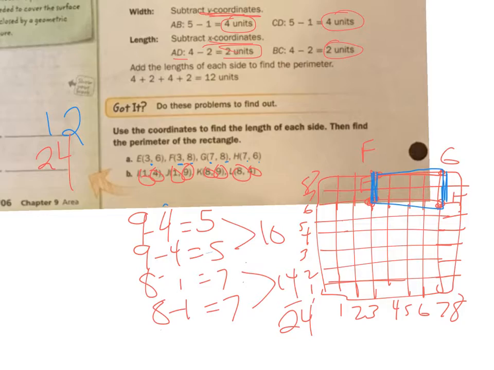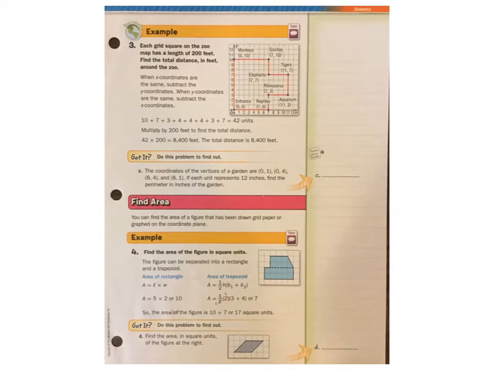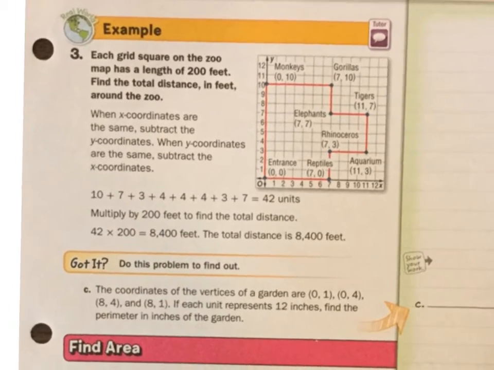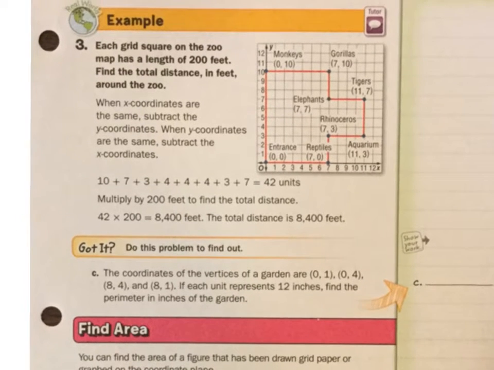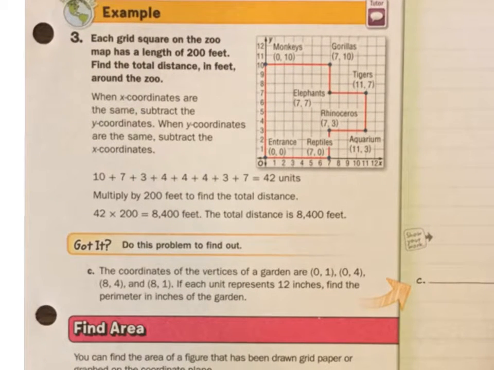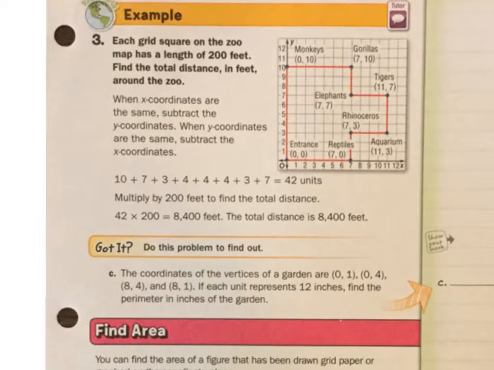All right. Let's look at another example. Each grid square on the zoo map has a length of 200 feet. Find the total distance in feet around the zoo. When x coordinates are the same, subtract the y coordinates. When y coordinates are the same, subtract the x coordinates. Okay. So the x coordinates are the same on this one.